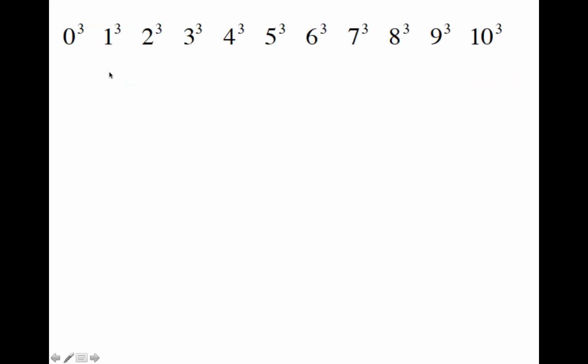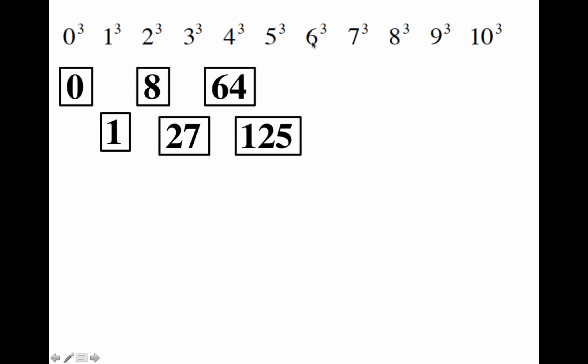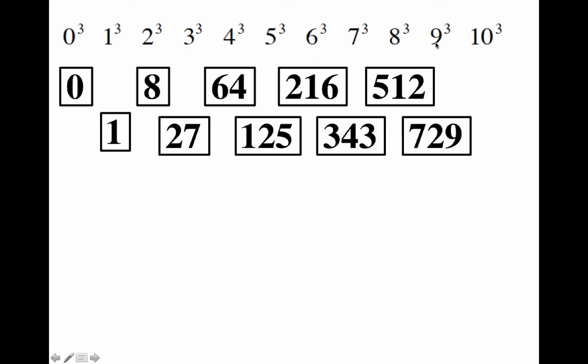Cubes get a little bit harder. So this is 0 times 0 times 0, which is 0. 1 times 1 times 1 is 1. 2 times 2 times 2 is 8. 3 times 3 times 3 is 27. 4 cubed is 64. 5 cubed is 125. 6 cubed is 216. 7 cubed is 343. 8 cubed is 512. 9 cubed is 729. And 10 cubed is 1,000. You should be somewhat familiar with all of these as well.